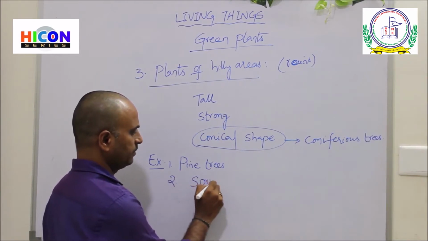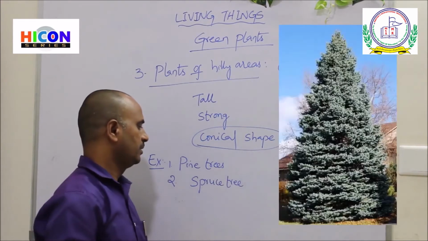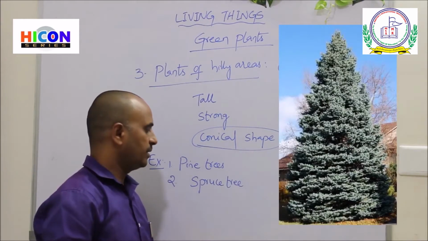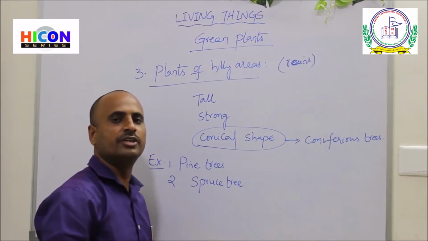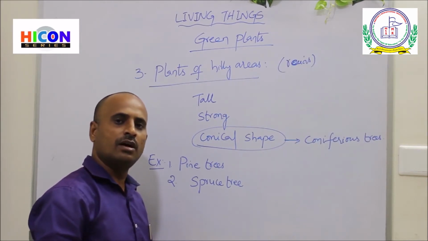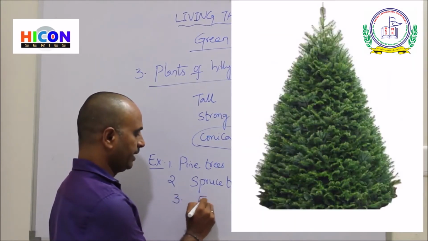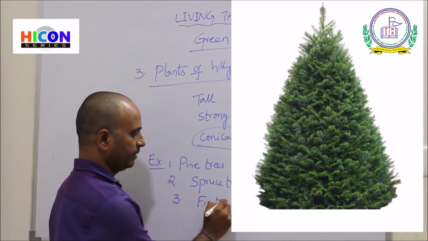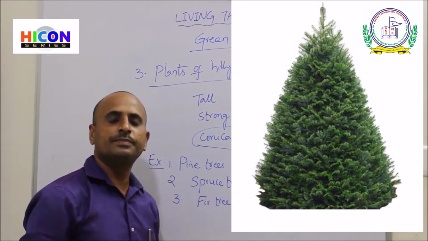spruce tree. Look at the picture. In the picture you are observing a spruce tree. It is also conical in shape, and also tall and strong. And the third example is fir tree. This is also grown especially in hill areas.